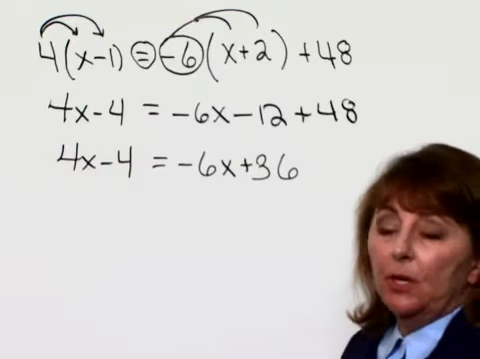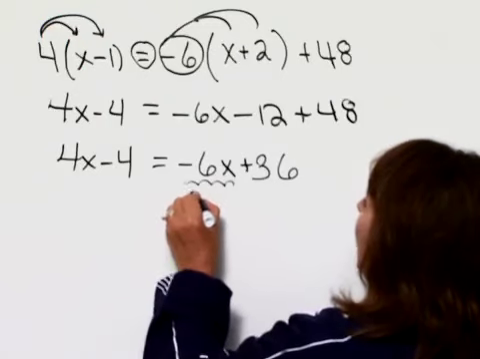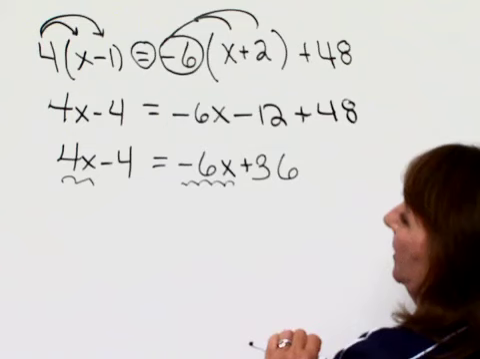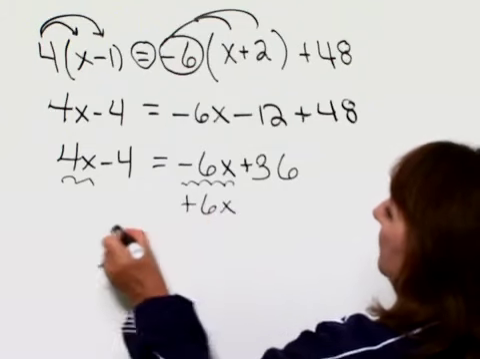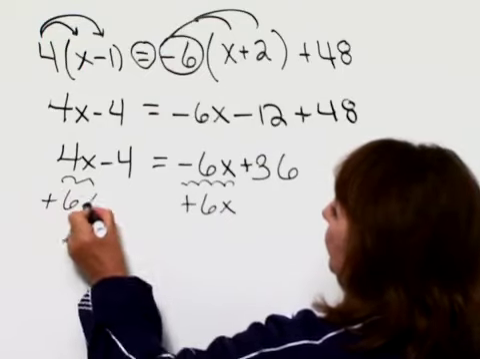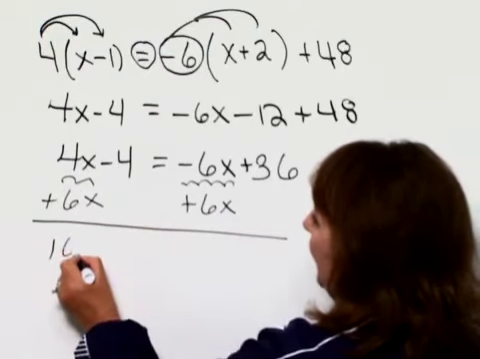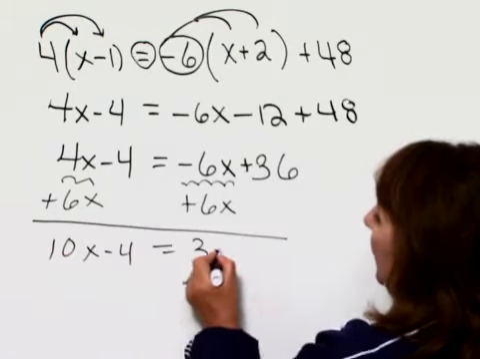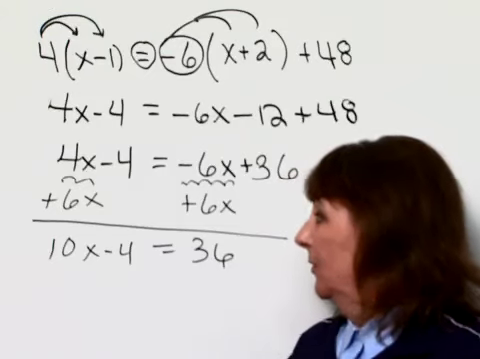Now that both sides of the equation are simplified, we have to isolate the x on one side of the equation. We have 4x here and negative 6x here. I'm going to add 6x to both sides of the equation. When I do that, this side of the equation I get 10x minus 4 equals 36. Now our equation is simplified and we can begin to solve it.